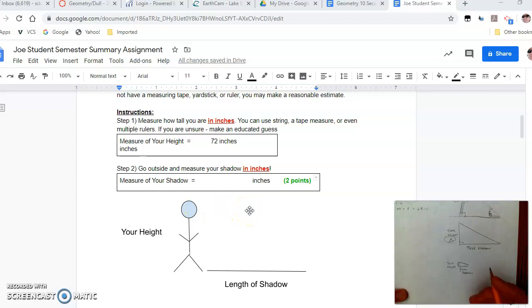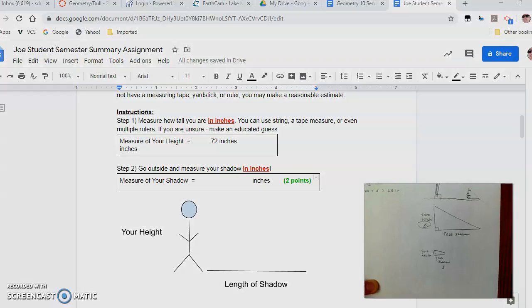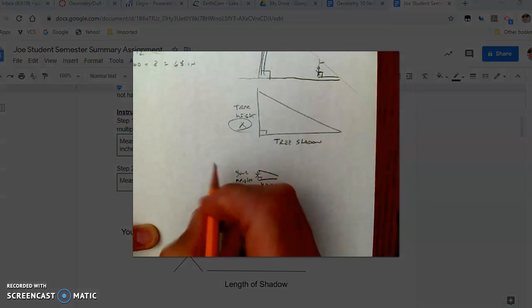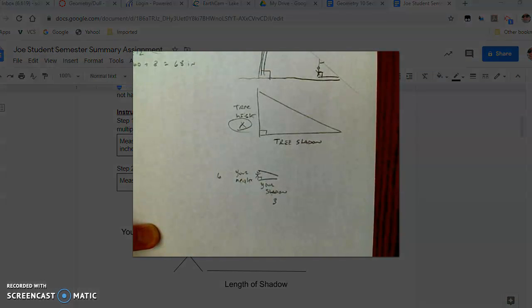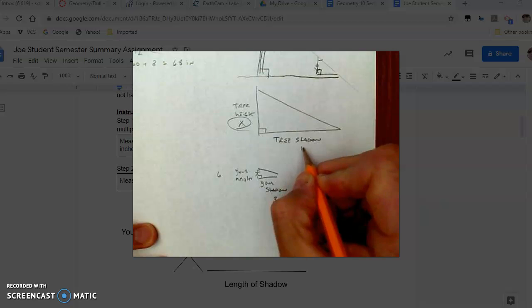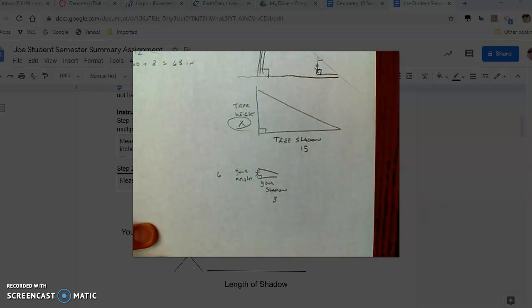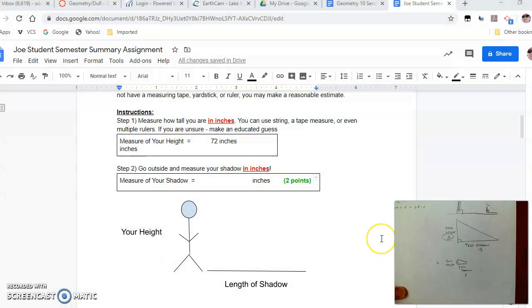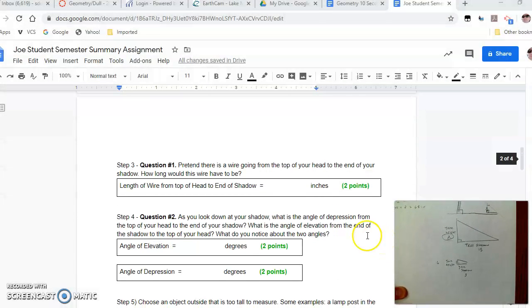So let's just say, on the off chance, that you measure your shadow mid-afternoon and it turns out to be, let's say, 3 feet long. And let's say you measure yourself and you're 6 feet tall, just for ease of use here. Okay, and you measure the tree shadow and it's 15 feet. So you record those on your paper.